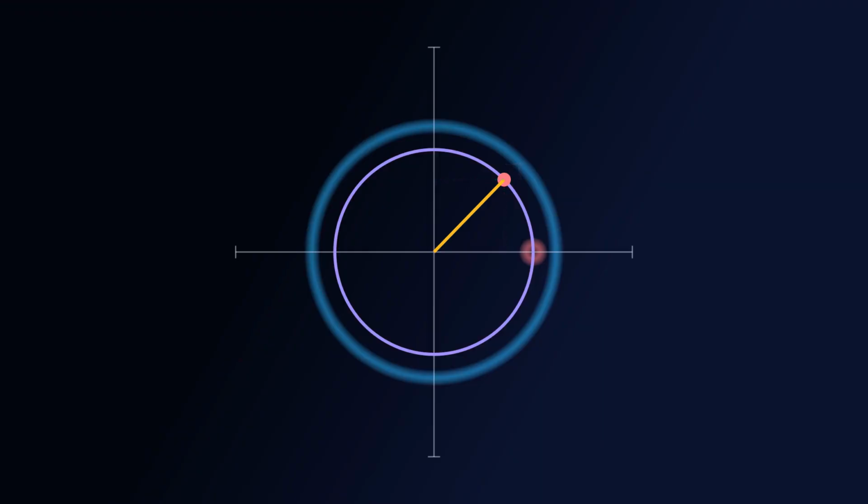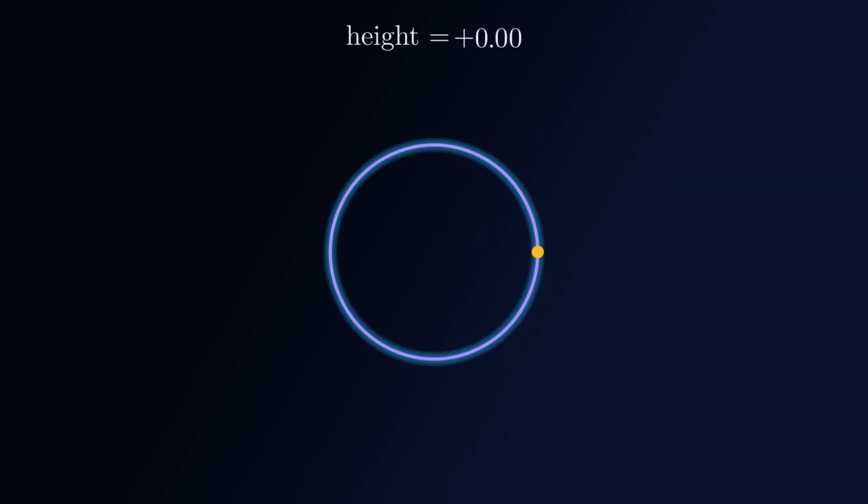We measure straight up from the horizontal axis to the bead. When the bead sits on the right at the start, its height is 0 because it is level with the center. Nothing above, nothing below. Now nudge the bead upward along the circle. Its height climbs. As it rises toward the very top of the circle, the height grows all the way up to 1, the full radius.